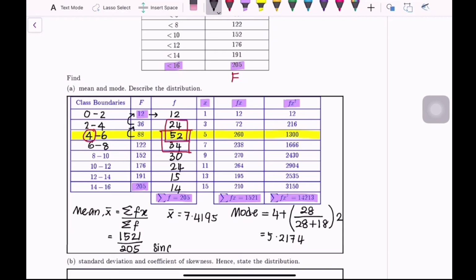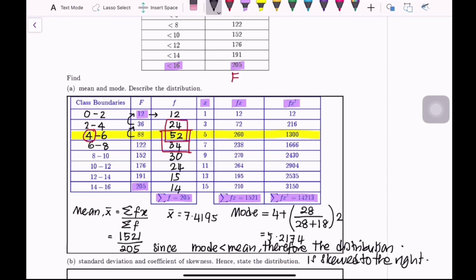Since the mode is less than the mean, therefore the distribution is skewed to the right.